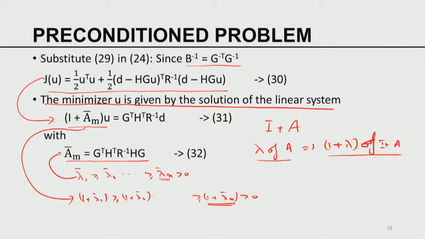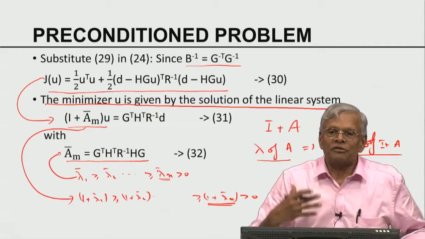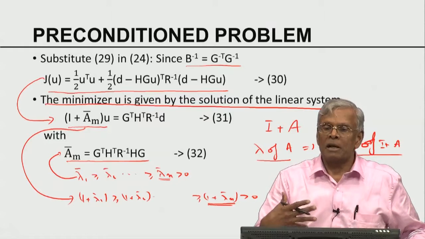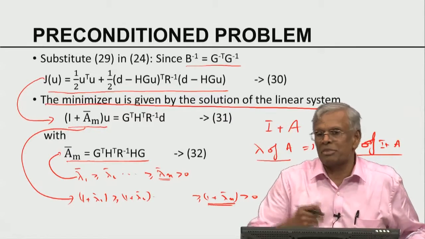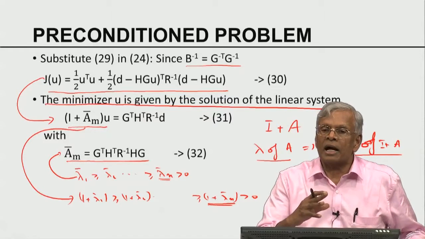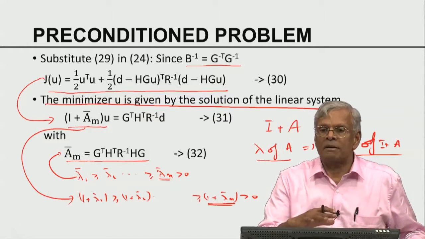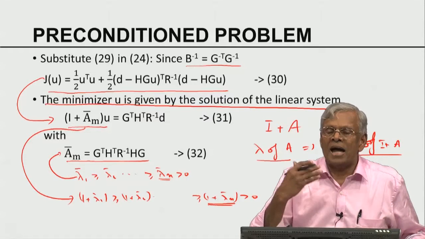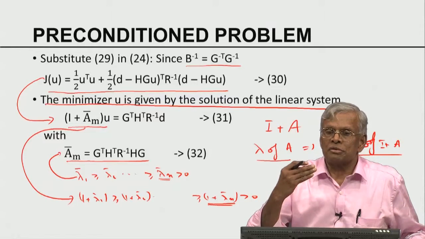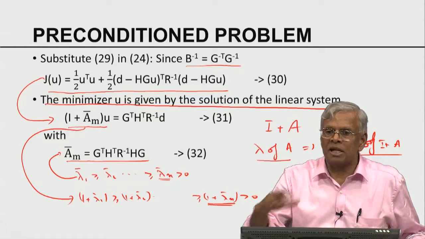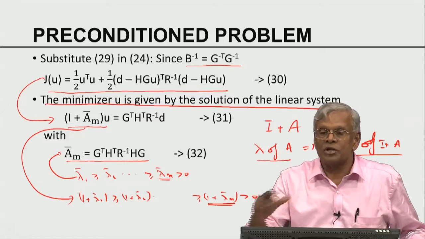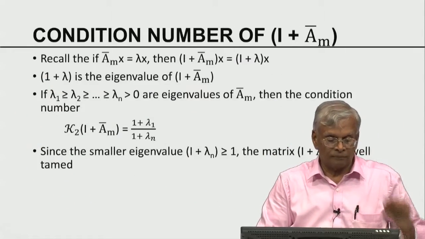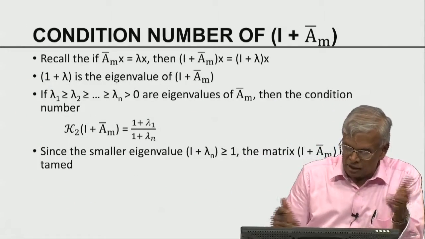That means my condition number is not going to explode in this new space. Therefore, I have tamed the condition number by a useful transformation. Such transformations are called preconditioning methods. Preconditioning methods have been known for a long time. They are essentially motivated by the need to tame the instabilities that may arise in large condition number, ill conditioned cases. I have already talked about all this.